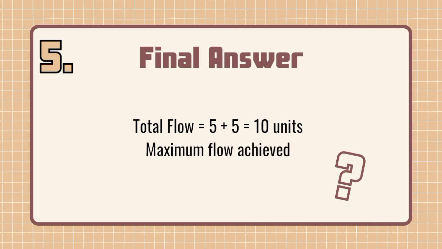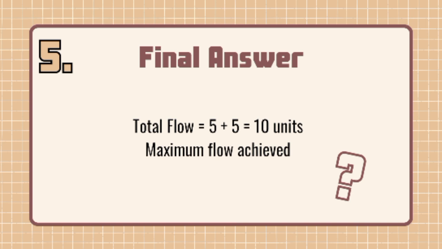Path 1 gave us 5 units. Path 2 gave us 5 units. So the maximum flow from A to Z is 5 plus 5 is equal to 10 units. And that is our final answer. The maximum amount of data that can be transmitted from computer A to computer Z through this network is 10 units.